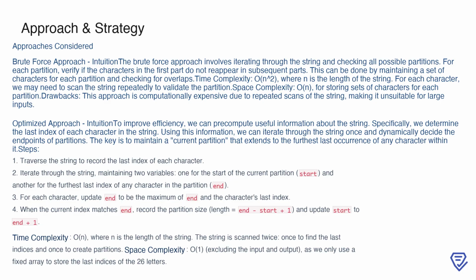Instead, we can adopt an optimized approach that leverages pre-computed information to achieve a more efficient solution. In this approach, we first calculate the last occurrence of every character in the string. This information allows us to dynamically determine where partitions should end. The process involves iterating through the string while tracking the start of the current partition and the furthest last index of any character within it. Each time the current index matches this endpoint, we finalize the partition size and move to the next segment. This method significantly reduces the number of redundant scans, making it far more efficient.